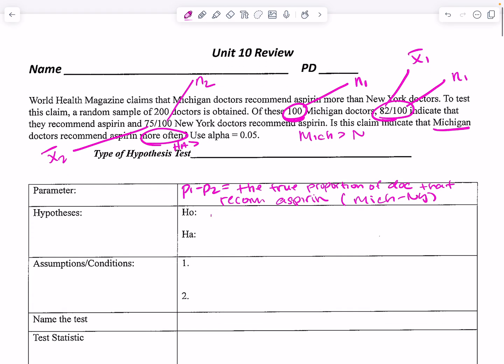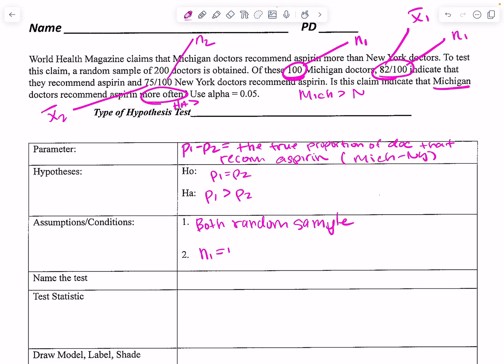My H0 is that p1 is equal to p2. My HA, p1, my Michigan doctors, is greater than p2. My assumptions and conditions: it says that both are from a random sample. And we have n1 is equal to 100, which is greater than 30, and n2 is also equal to 100, which is greater than 30. So my normal conditions are met.